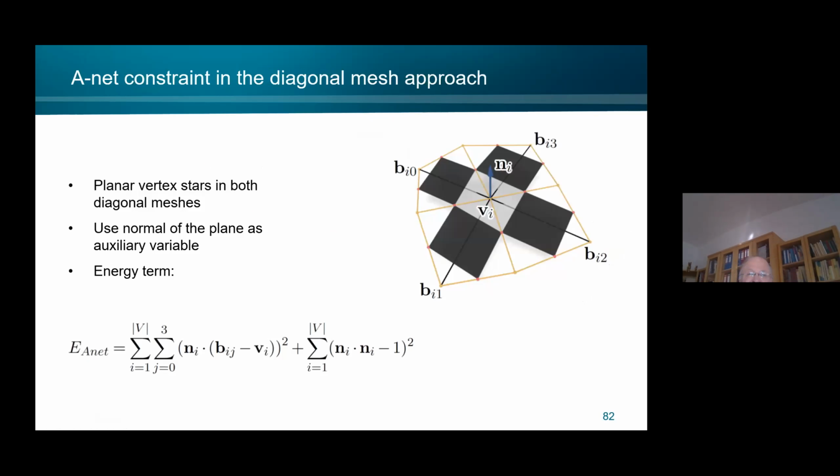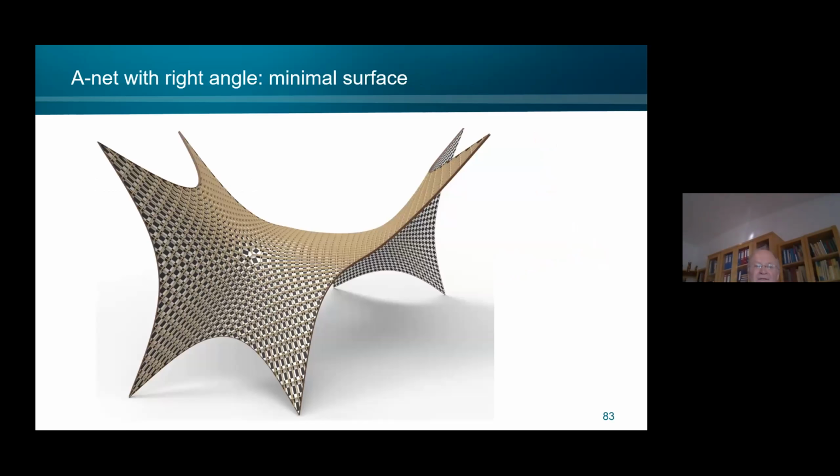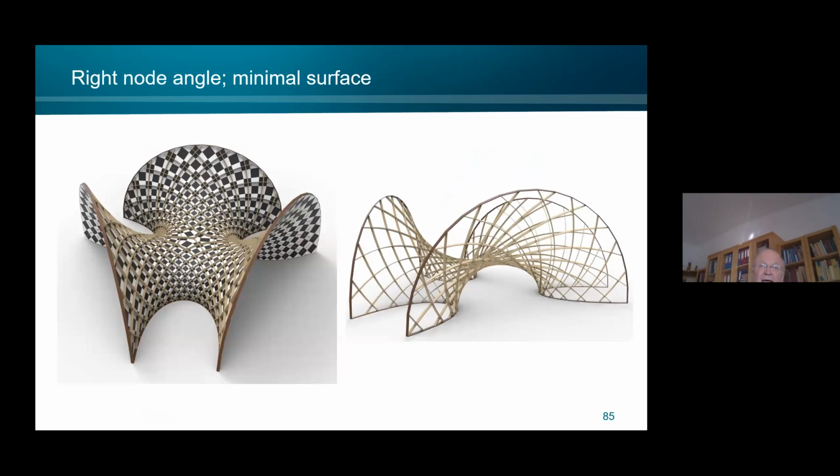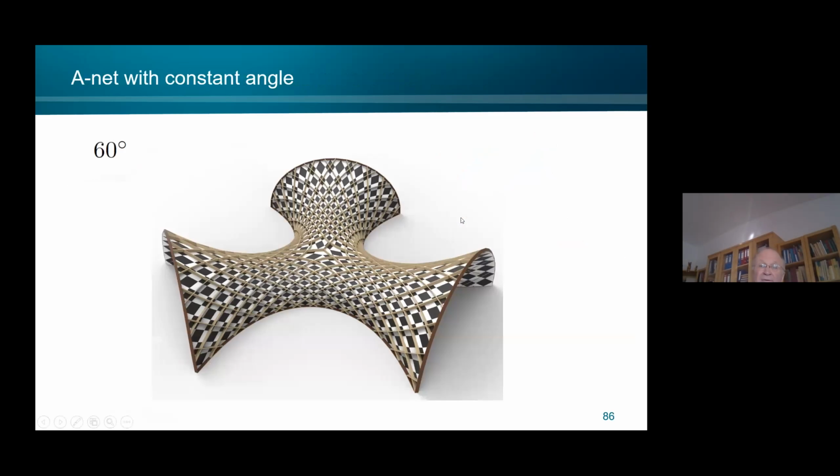But the easy thing is of course the angle, right? In order to express a right angle, we just make the diagonals in each control mesh part orthogonal. So it's another way of designing discrete minimal surfaces. Here is a result, here as a grid shell. Another example, both in this checkerboard pattern approach and as a grid shell.